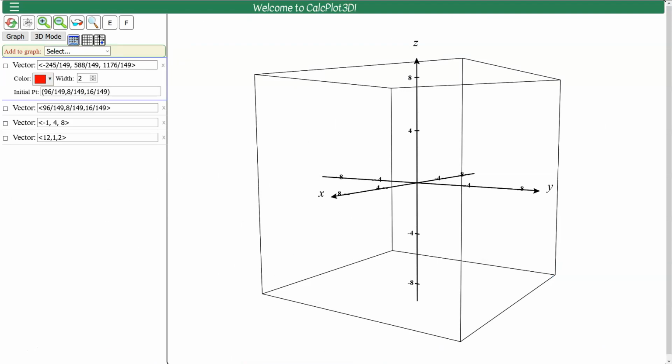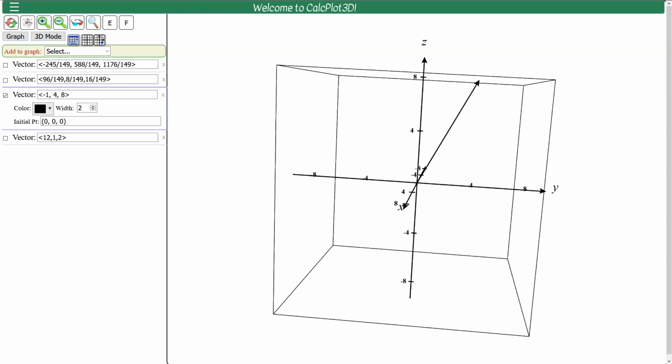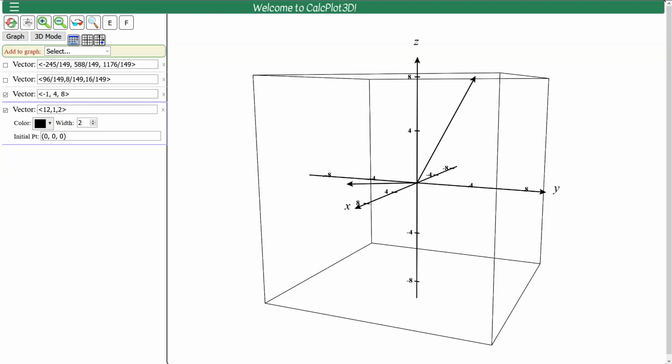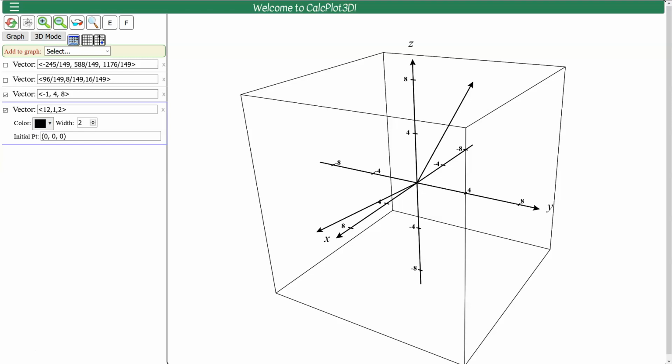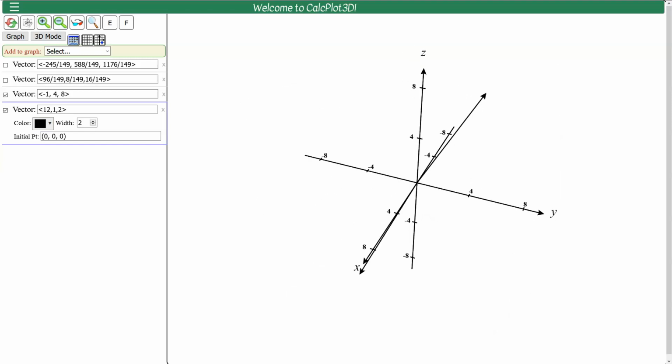Okay, so I'm going to show you these vectors. What I'm going to show you first is the vector that we're projecting. So this is negative 1, 4, 8. And we're projecting onto the vector 12, 1, 2. So let me show you 12, 1, 2. Okay, there's 12, 1, 2. Let me move it around a little bit so you can see, and let me get rid of the box. We don't need that.